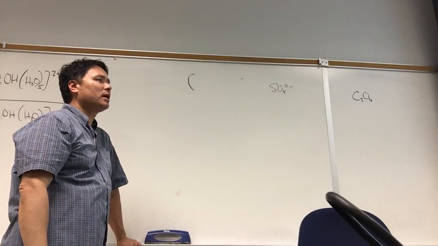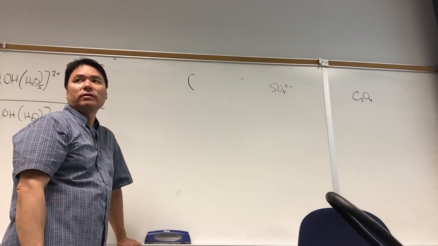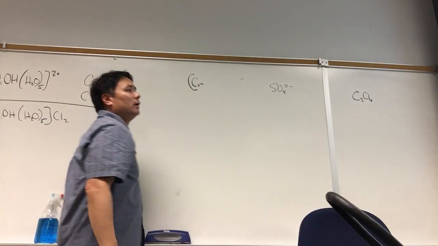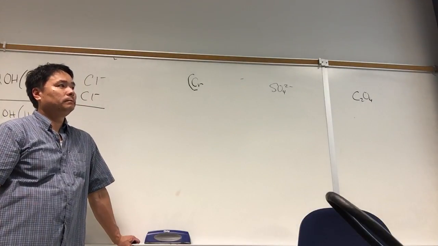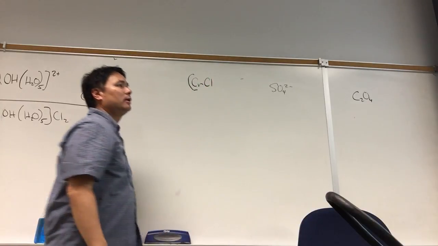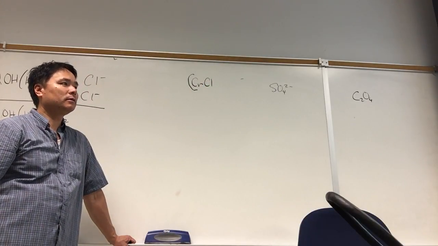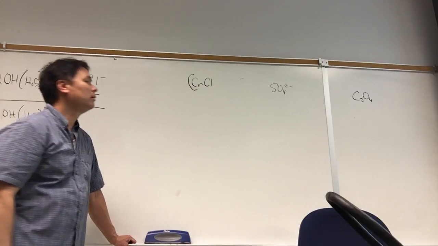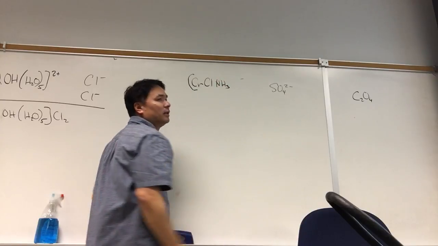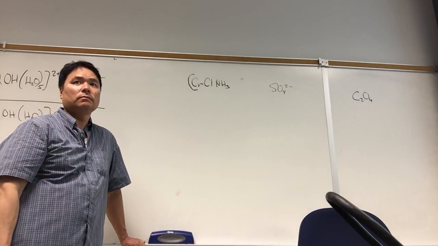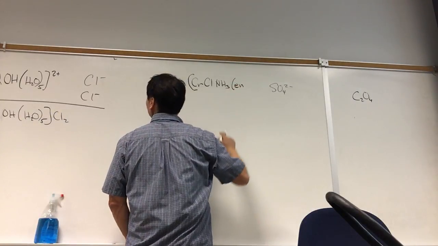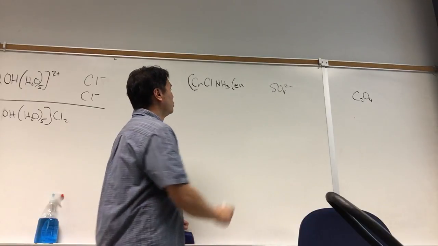Amine chloro bis ethylene diamine chromium 3. So what do I write first? Chromium. Chromium comes first. And then what? Chloro, an anion ligand, and then amine or ethylene diamine. Amine would come next, NH3, and then ethylene diamine, which we can abbreviate en, 2.